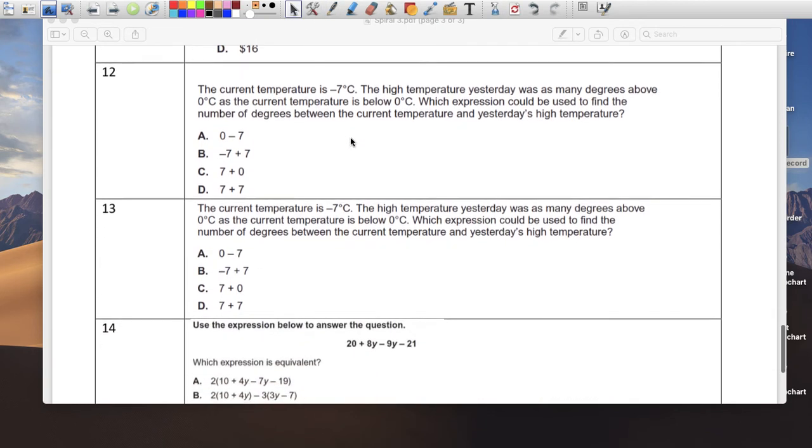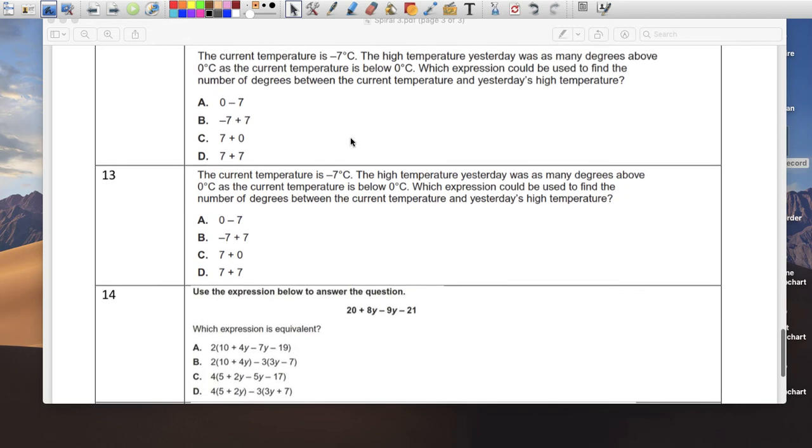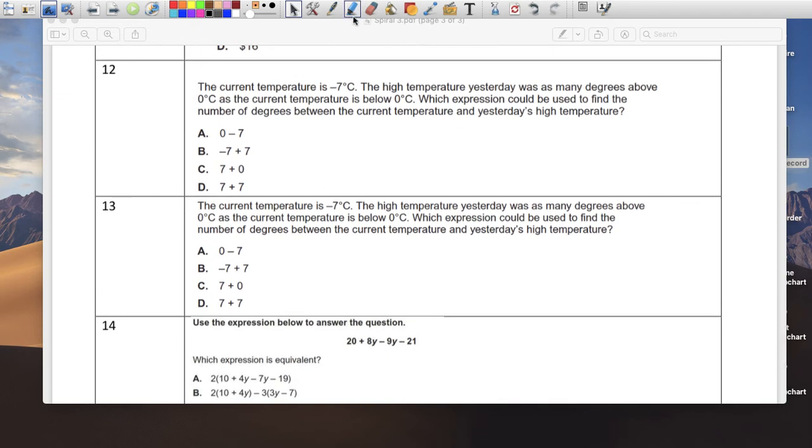12. The current temperature is -7. The high temperature was as many degrees above 0 as the current temperature is below 0. Which expression could be used to find the number of degrees between the current temperature and yesterday's high temperature? So the current temperature is -7. Let me draw it because this is a little bit confusing. So the current temperature is -7.